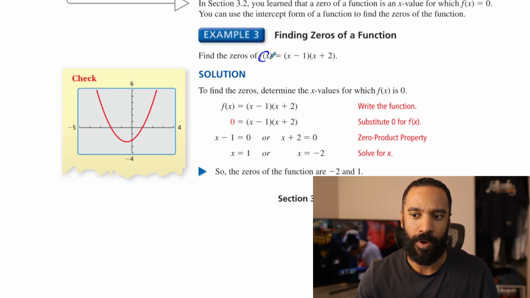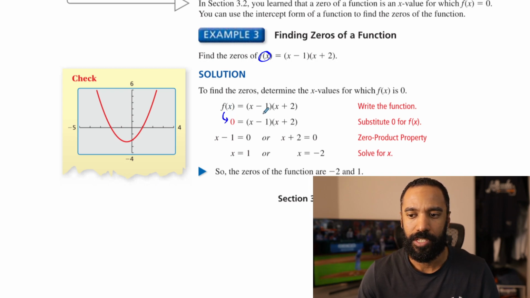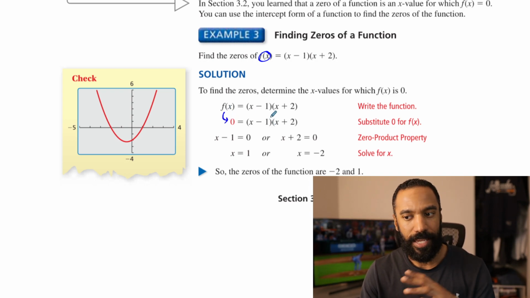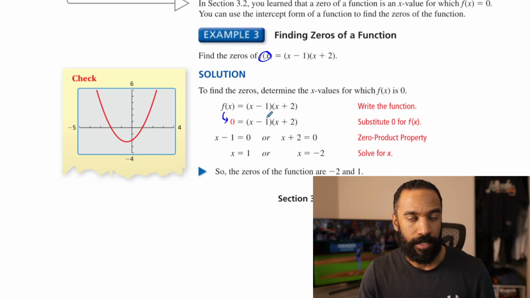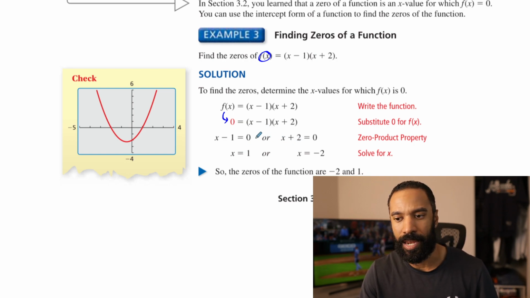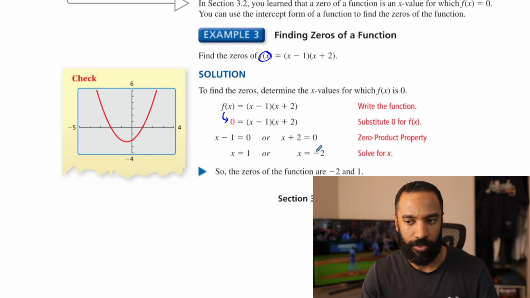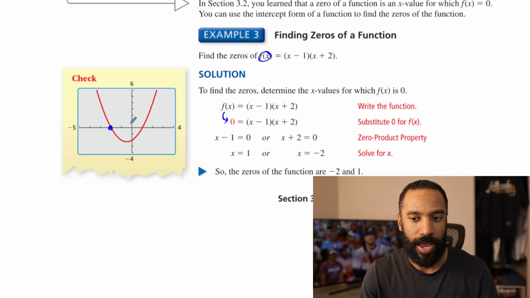Finding the zeros is setting y equal to 0. They're showing that here. Set y equal to 0 and solve for x. This is y. Again, these are the x-intercepts. When y equals 0, what are the values of x? They didn't really bring that up before, and that's what that is. What values of x give you 0 for y? Those are also your x-intercepts.